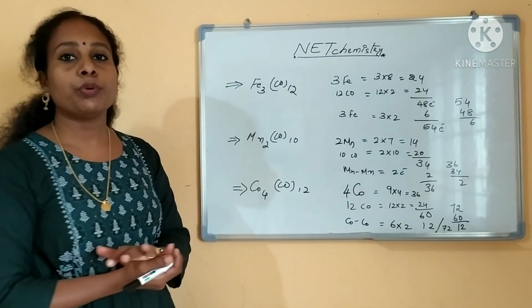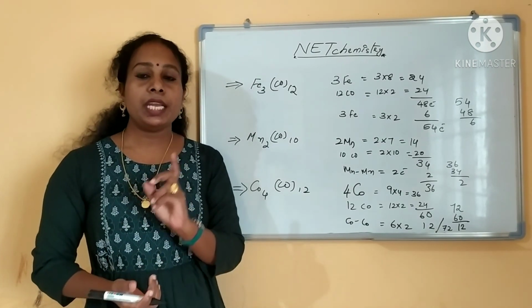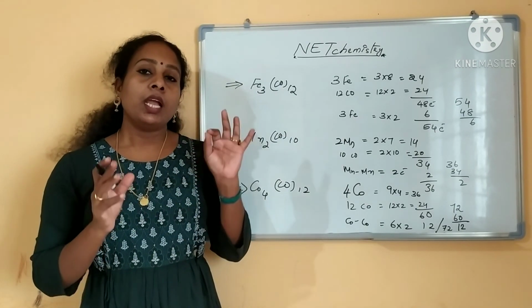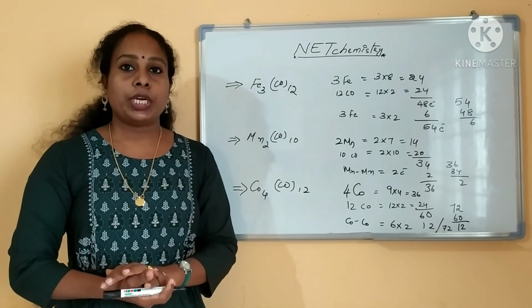So this is the way you have to find out the number of metal-metal bonds present. Clear? From the 18 electron rule, you can predict the metal-metal bonds present in a complex. Okay, and you can predict the stability of the metal. Hope you understand it well.